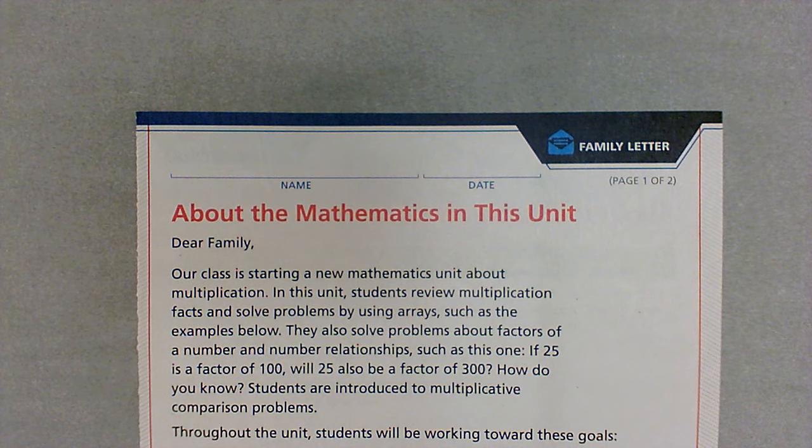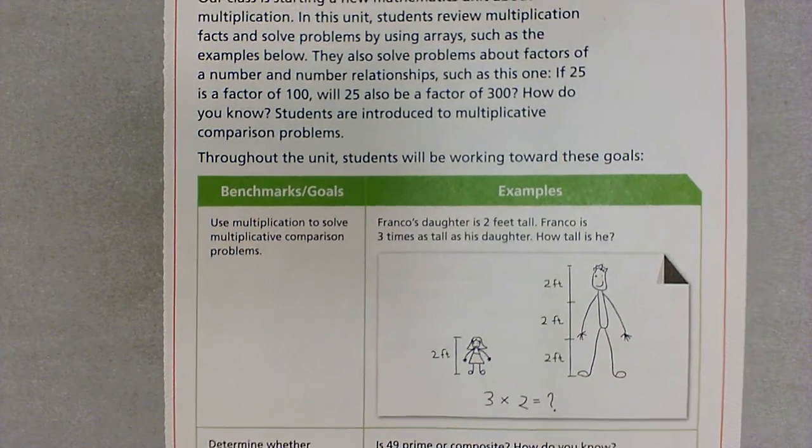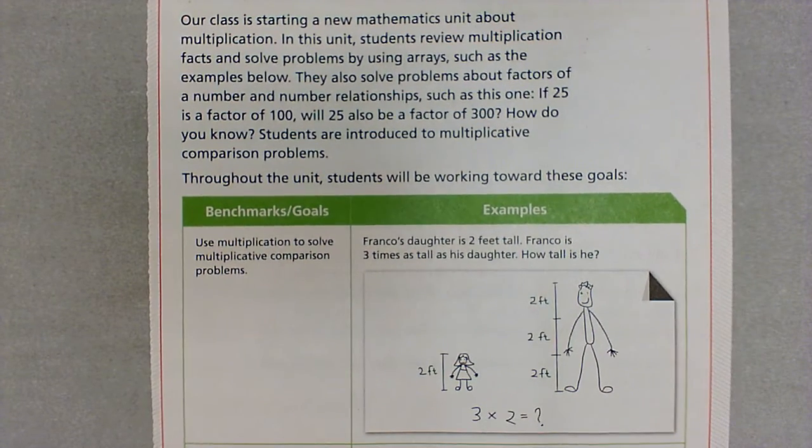Throughout this unit, students will be working toward these goals. We have benchmark goals and we have examples. So in the problem here, the benchmark goal is to use multiplication to solve multiplicative comparison problems. And in the example, we have Franco's daughter is 2 feet tall. Franco is 3 times as tall as his daughter. How tall is he?